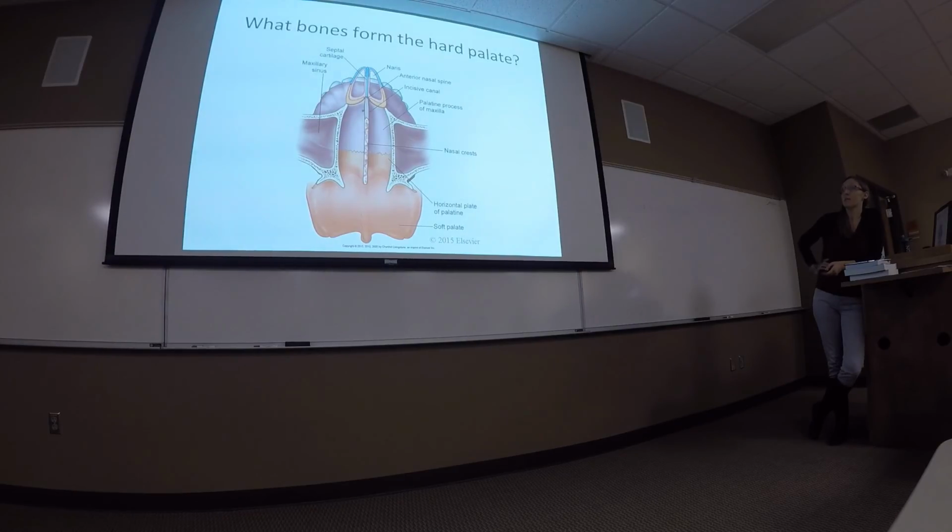All right, if we look at the floor of the nasal cavity, so this is the hard palate. There's two bones that make up the hard palate. Here is the horizontal plate of the palatine bone. And then we have the palatine process of the maxilla bone. Those two make up the hard palate there. And we have the soft palate sticking out back here.